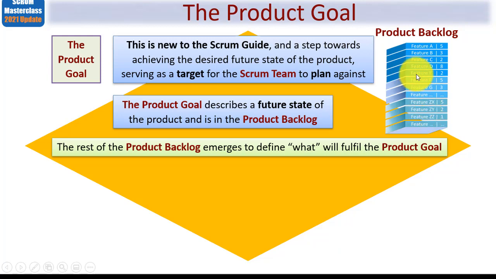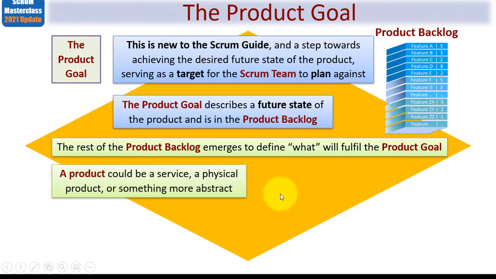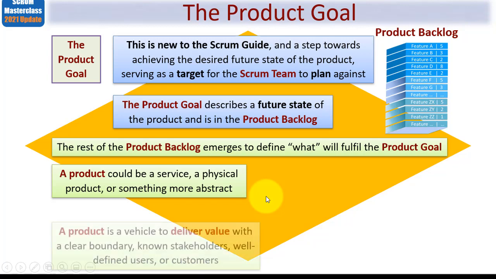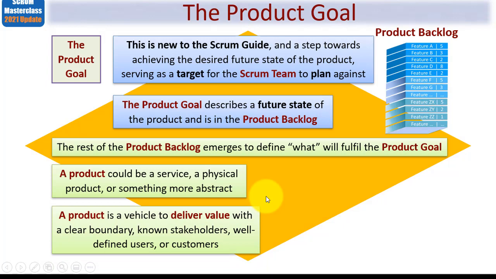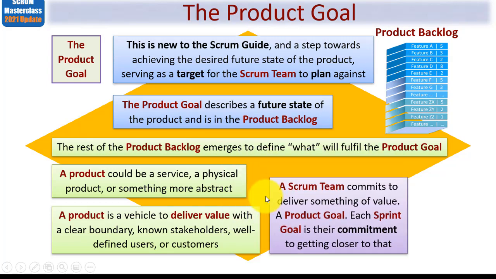rest of the product backlog emerges to define what exactly will fulfill the product goal in terms of features, as I'm suggesting up here. And a quick reminder that a product, the things that you create from the Scrum sprints and various iterations, could be a service, it could be a physical product, or indeed something more abstract. And a product is a vehicle to deliver value, that's business value, with a clear boundary. In other words, it's scoped with known stakeholders and well-defined users or customers. So a Scrum team commits to deliver something of value, and a product goal helps ensure that each sprint is their commitment to getting closer to that.